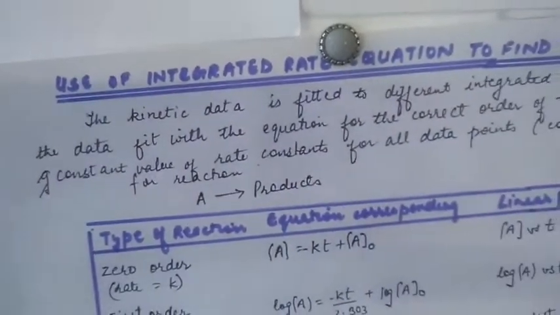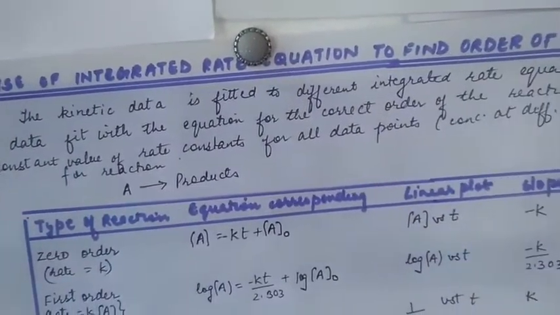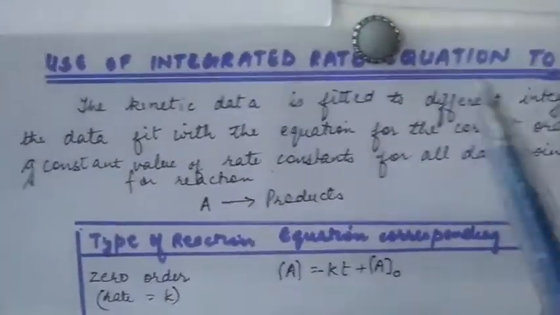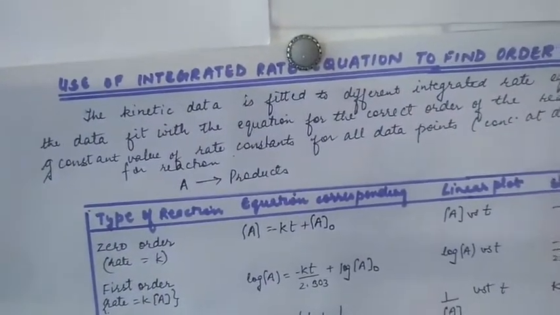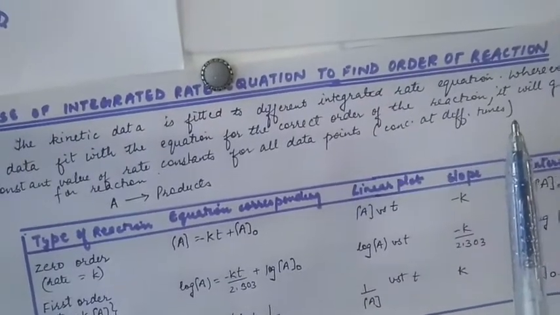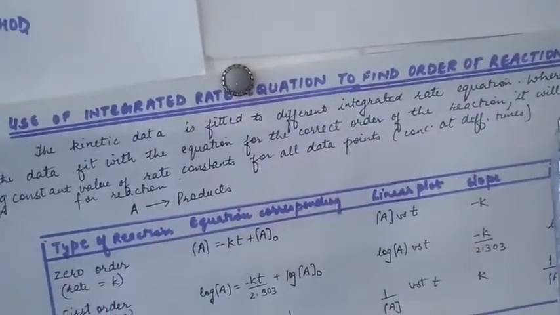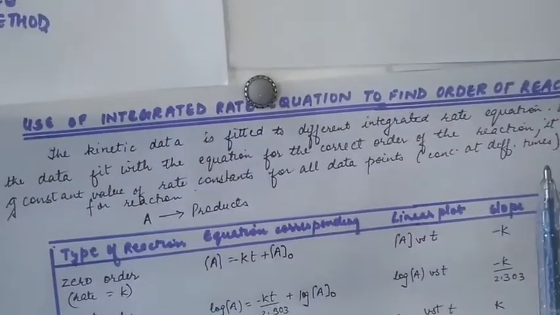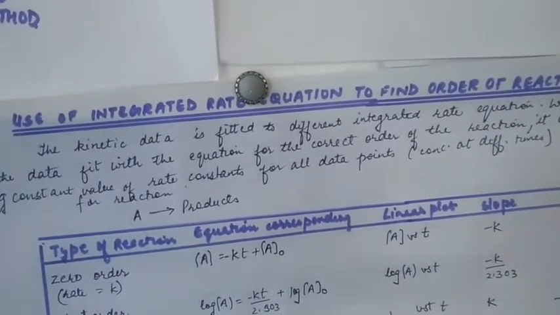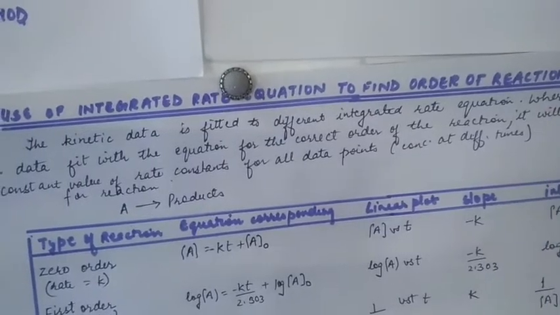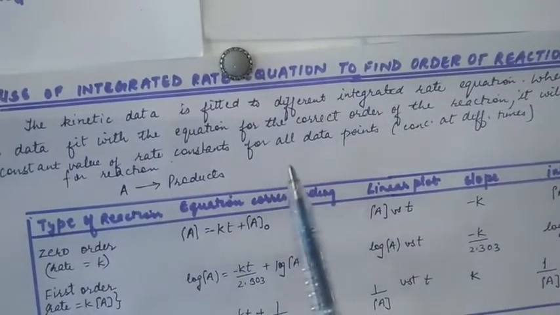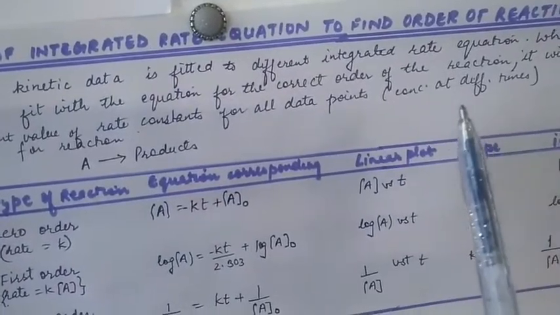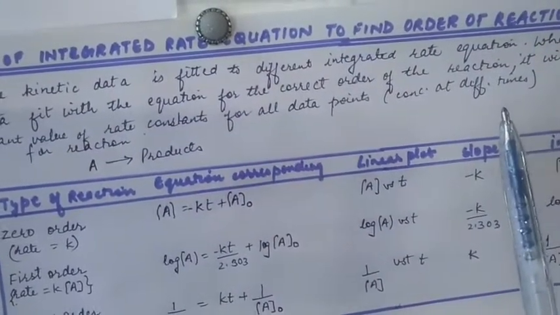Use of integrated rate equation to find order of reaction. In this, the kinetic data is fitted to different integrated rate equations. Wherever the data fit with the equation for the correct order of the reaction, it will give a constant value for rate constant for all data points, that is, concentration at different times.